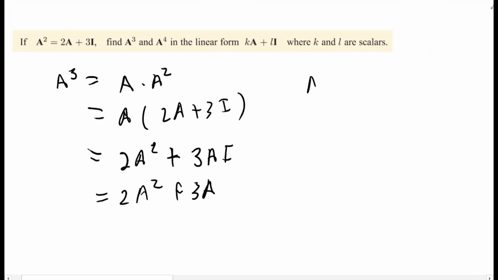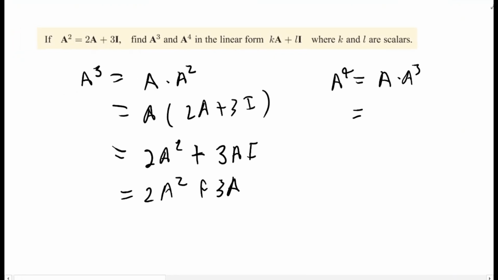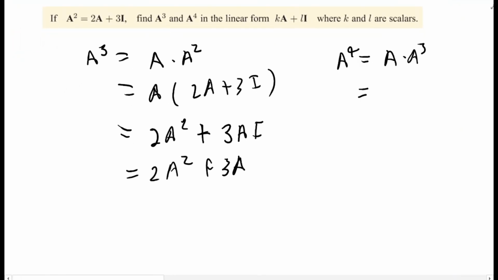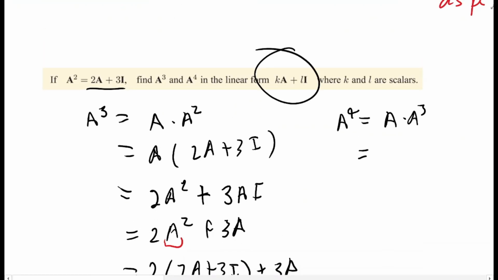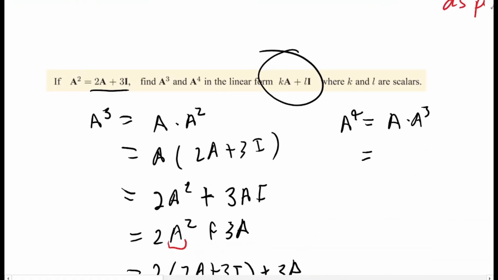That's A cubed, and then if we want A to the 4, well, that's just A times by A cubed, and we can use our answer from before. 2A squared plus 3A. Actually, I could even keep going with this, couldn't I? That's my bad. A squared is 2A plus 3I, so that's 2A plus 3I plus 3A. So that's going to be 4A plus 6I plus 3A, which gives me 7A plus 6I. And you'll notice here that's actually the form they wanted it in. So k is 7 and l is 6.